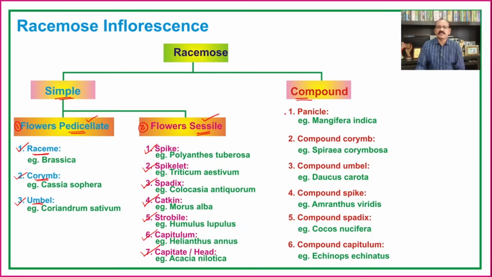Likewise, there is an aggregation of many such simple inflorescences. They are known as compound inflorescence. Like the branched raceme, it is known as the panicle. Branched corymb means the compound corymb. Branched umbel means the compound umbel. Branched spike means the compound spike. Branched spadix means the compound spadix, and the branched capitulum is known as compound capitulum.